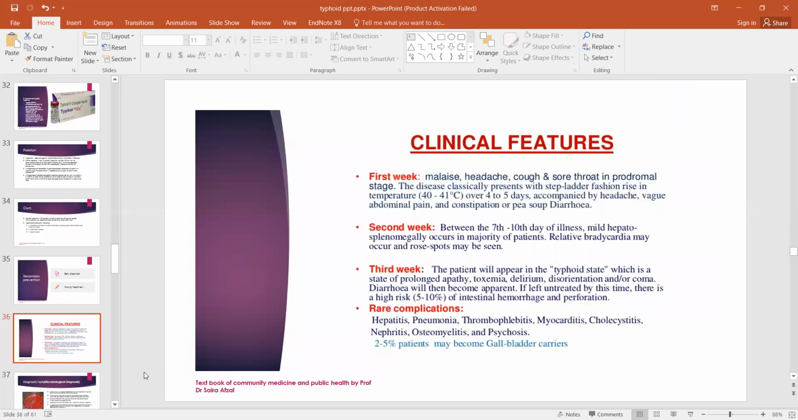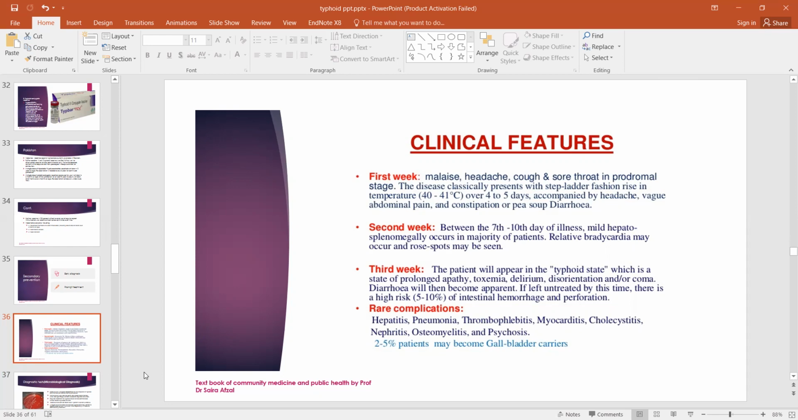Typhoid fever is divided into 4 weeks. In the first week, there are signs and symptoms of malaise, headache, cough, and sore throat. The disease classically presents in a step-ladder fashion, with a rise in temperature over 4 to 5 days, accompanied by headache, abdominal pain, and constipation. In the second week, between 7 to 10 days of illness, mild hepatomegaly and splenomegaly occur in the majority of patients. Relative bradycardia and rose spots may be seen.